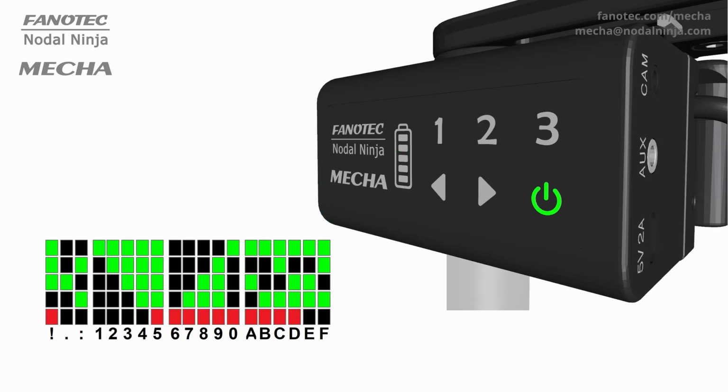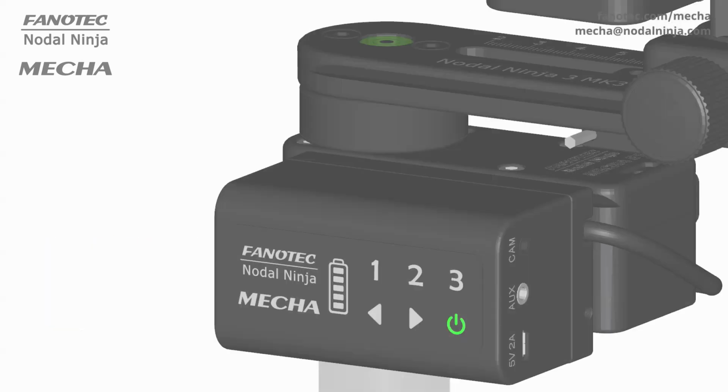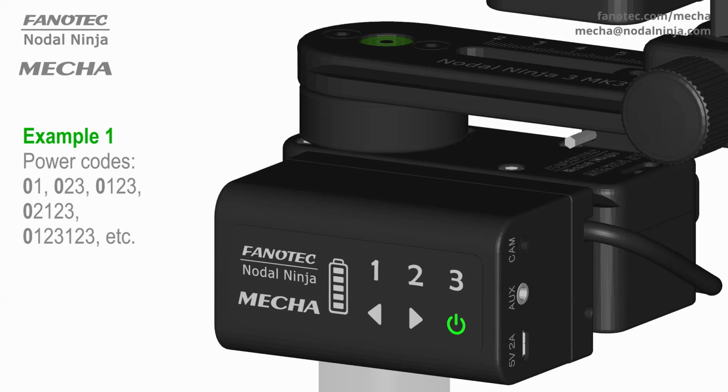And let's see now some examples. Example 1. When pressing the power button, the LEDs show the battery level. If all the 5 LEDs light up, it means that the battery is fully charged. Immediately after that, the LEDs display the digit 0 3 times then turn off. What is that supposed to mean?